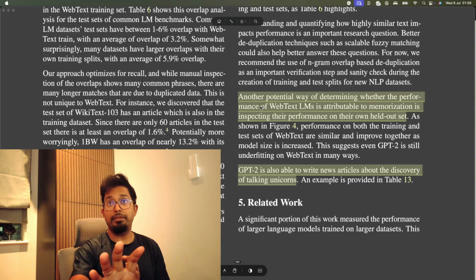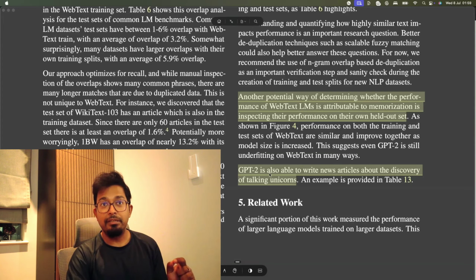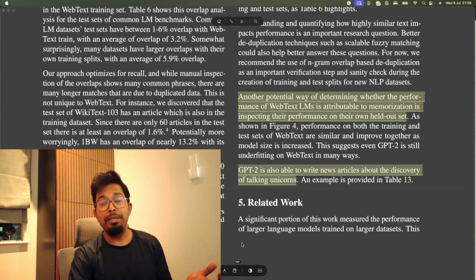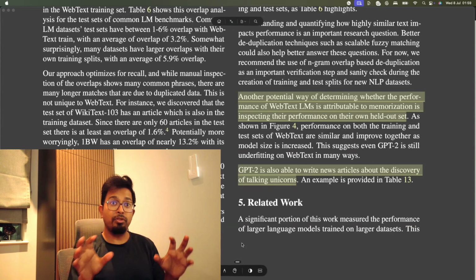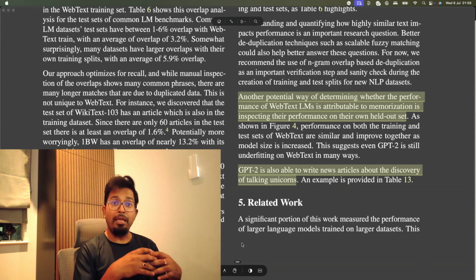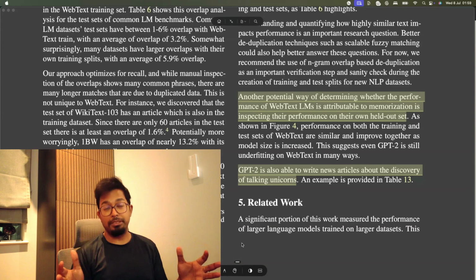own held out set. Now the key bit here, which is funny, but let's get into it, is GPT-2 is also able to write news articles about the discovery of talking unicorns. So what it means is a model takes a prompt like, "In a shocking finding, scientists discovered a herd of talking unicorns," and continues with a creative, believable story.